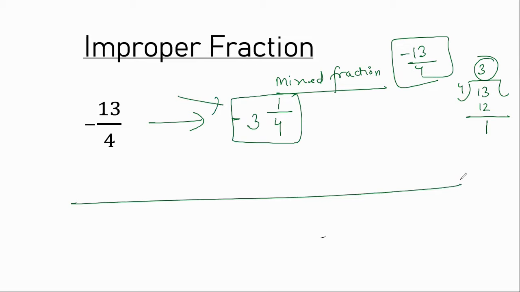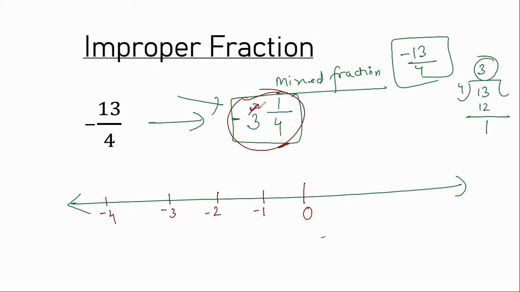Now, how to draw it on the number line? So let's see how to draw. This is 0 I am taking, because this is a negative fraction, so we have to draw it on the left hand side. First, see what is the middle number. The middle number is 3, so this whole mixed fraction will lie between 3 and 4. So this is 0, this is 1, this is minus 1, minus 2, and minus 3. And I am taking a little more difference between minus 3 and minus 4, because I have to put this number.